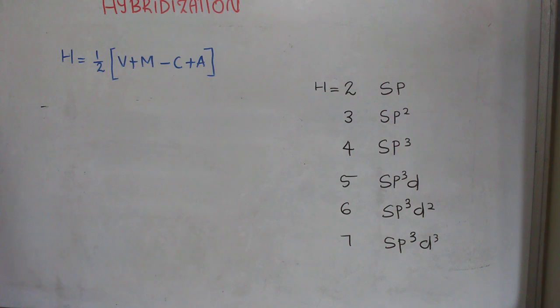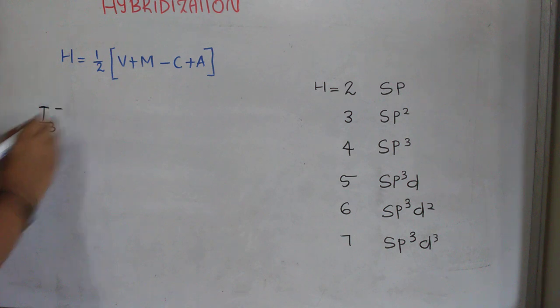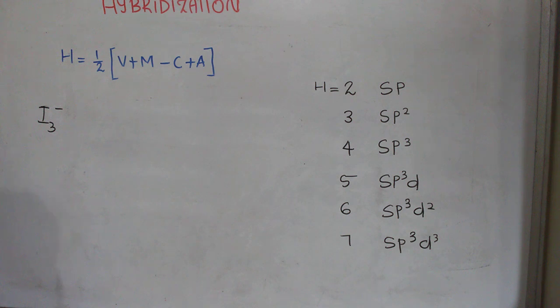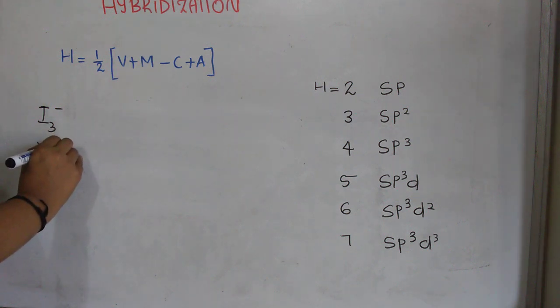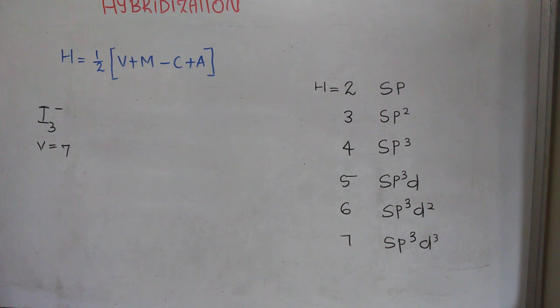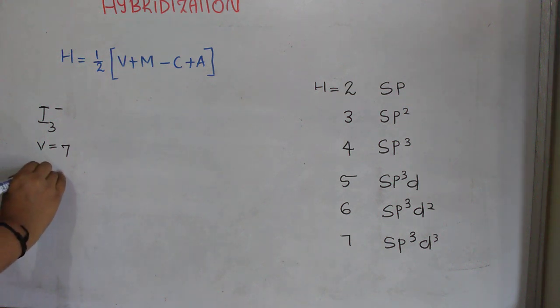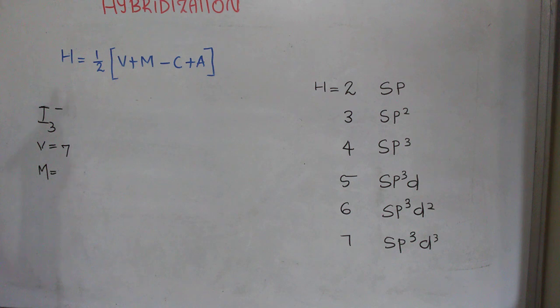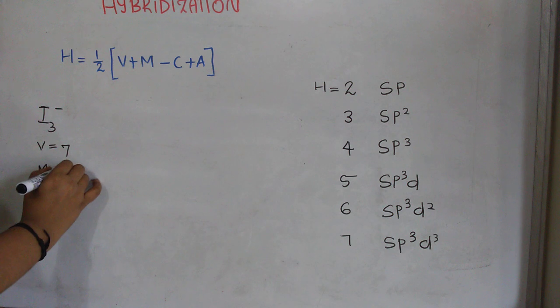Next we will be considering an example which is having an anionic charge. For example, let us consider I3-. For I3-, the central atom will be iodine itself. So what is the valence electron of iodine? All the halogens will have valence electron 7. So here the valence electron will be equal to 7. Then how many monovalent atoms are attached to this? 2, because iodine is monovalent. One iodine is the central atom. The other 2 iodines will be the monovalent atoms attached to the central iodine. So M will be equal to 2.